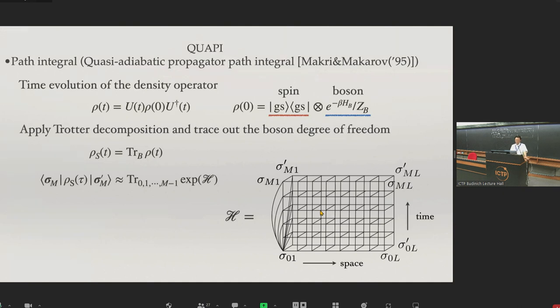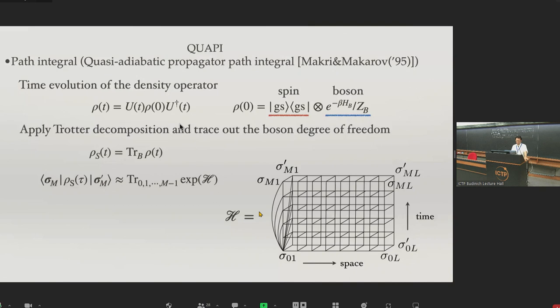For this model, we use a path integral formalism called the quasi-adiabatic propagator path integral, in short QAPI. The time evolution of the density operator is written using the time evolution operator U as this equation. We assume the initial state as the direct product of the ground state of the spin Hamiltonian and the thermal equilibrium of the boson bath.